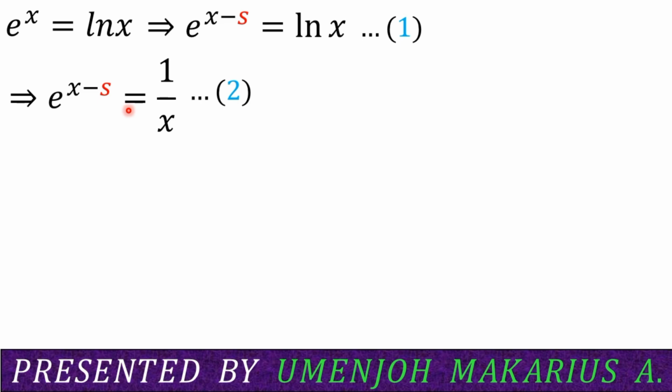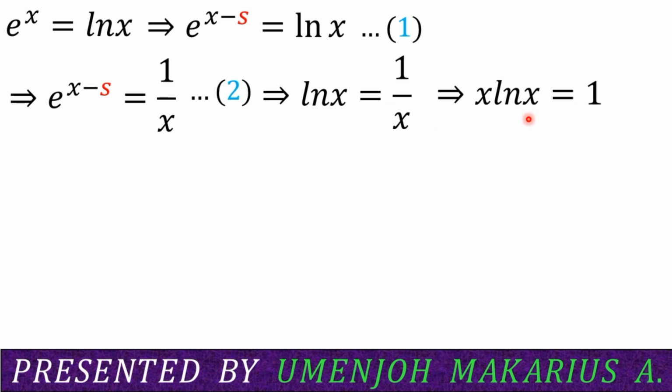At this point now, all we need to do is to solve for the value of x. But in this case, guys, we cannot solve for the value of s without finding what x actually is. So we are going to solve the two equations simultaneously. We have e raised to the power x minus s equal to ln x. This other way, we have e raised to the power x minus s equal to 1 over x. If we equate these two together, we are going to have natural log of x equal to 1 over x. If we cross multiply both sides, we have x ln x equal to 1.